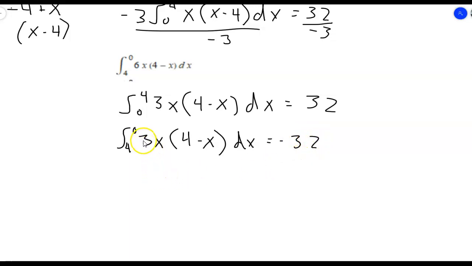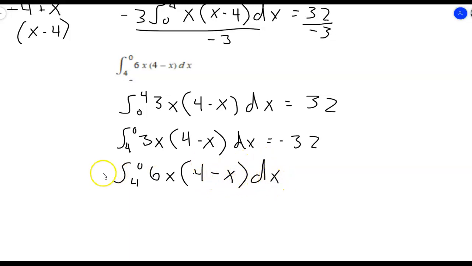Then I want to get this to go from a 3 to a 6, so I can multiply by 2, which then I can bring the 2 inside and make that a 6. So multiply both sides by 2, and I'm going to get the integral from 4 to 0 of 6x times 4 minus x dx. Since I multiplied this side by 2 and brought the 2 in to turn that 3 into a 6, I have to multiply this side by 2 as well, and that becomes negative 64.